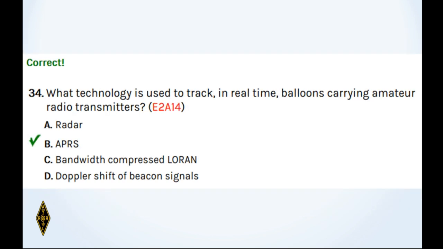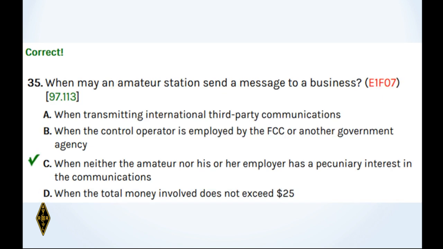34, what technology is used to track balloons? That's APRS, a form of packet radio, so 34B. And 35, when may an amateur station send a message to a business? When neither the amateur nor his or her employer has a pecuniary interest in the communications. 35C.